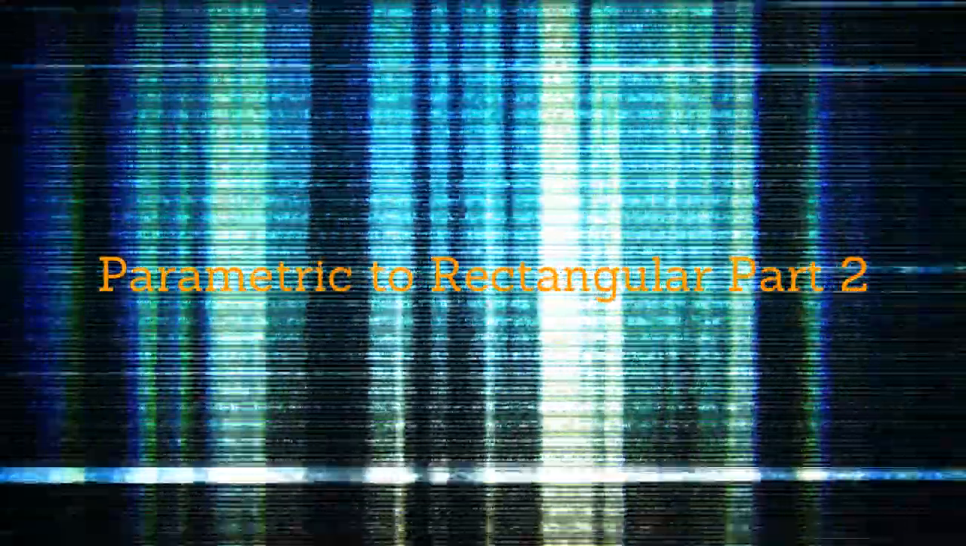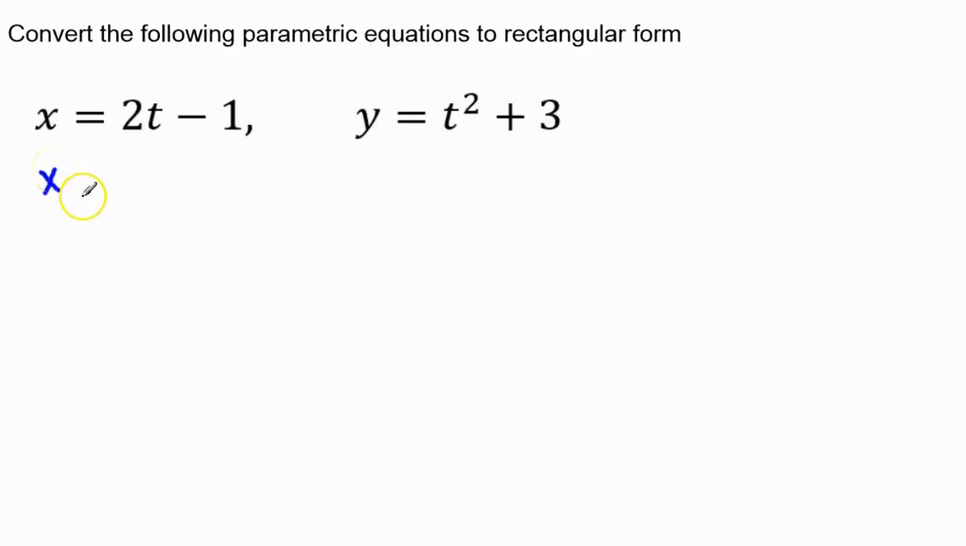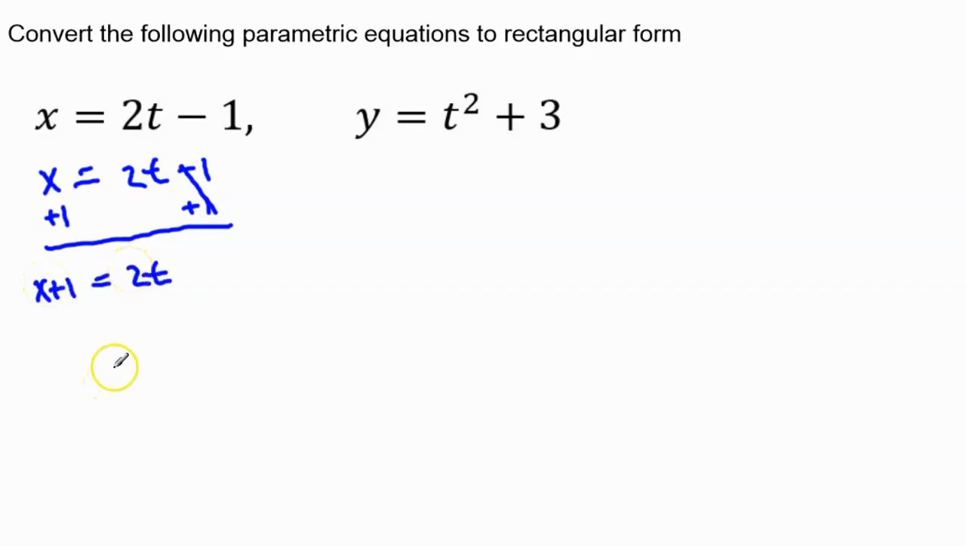Let's look at another set of parametric equations that we need to convert. Remember, on these parametric equations, most of the time, just solve for t on the equation that has x equals. Here, to get t by itself, first we add 1 to both sides. It cancels out on the right. Then we have x plus 1 equals 2t. Then we're going to divide both sides by 2, so again we can get t by itself. And now we have t equals (x plus 1) over 2.